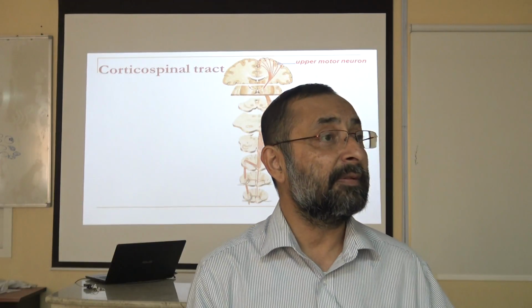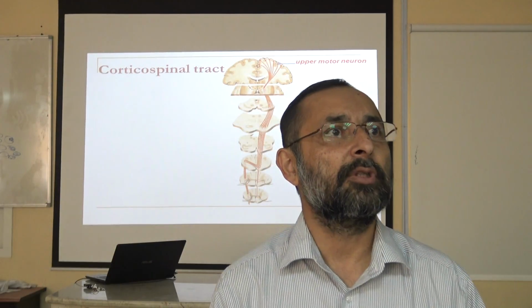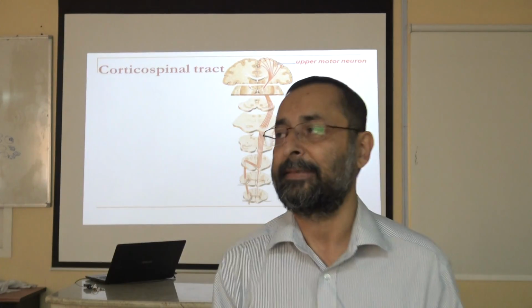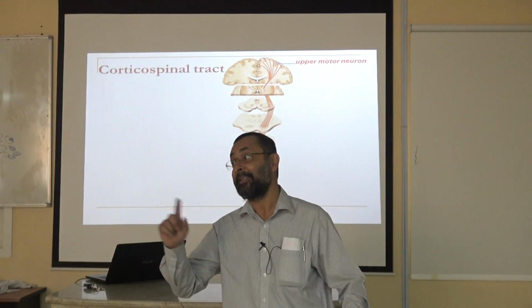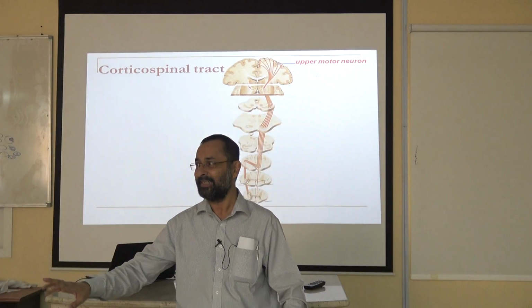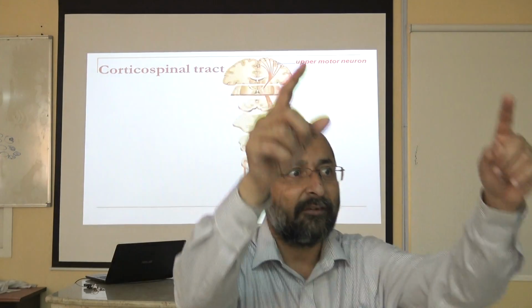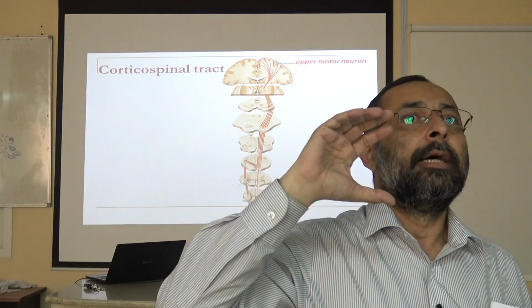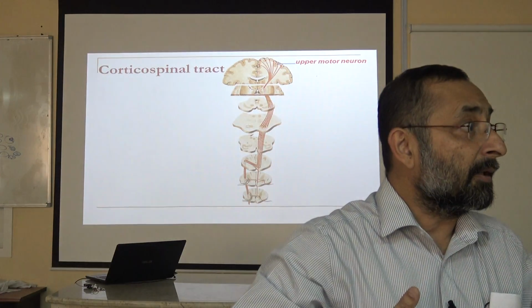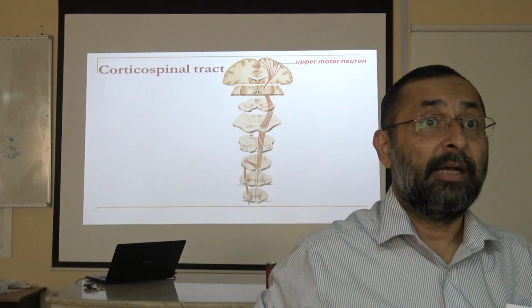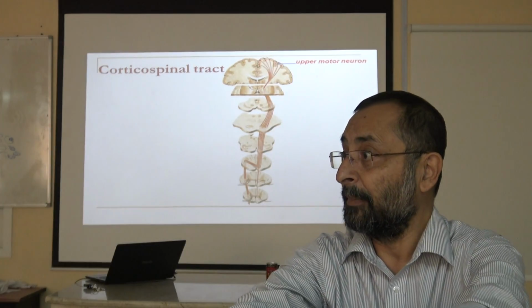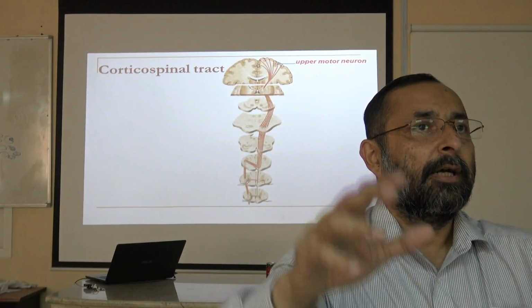Upper motor neurons, by controlling the lower motor neurons, control the function of the muscles, yes or no? Yes. So we have direct and indirect control. Now these upper motor neuron fibers will end on the lower motor neurons. The most important part, control of this tract, is for the upper limbs.